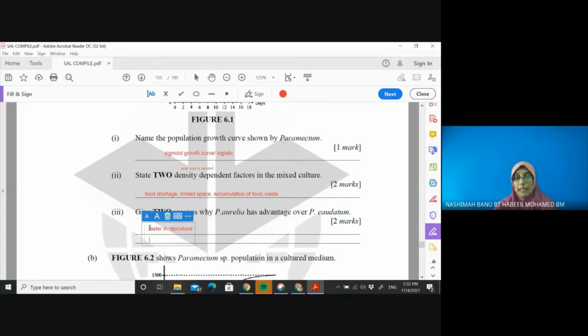So what else? When it reproduces faster, at the same time it may be more efficient in feeding, for example. Okay, what else? Maybe it has better adaptation to the environment. Or what else? We know it lives in a petri dish, right? So it will release waste in the same place. So maybe P. aurelia is more resistant to accumulation of toxic waste. So all the possibilities, we can describe all these limiting factors as an advantage for P. aurelia for better adaptation. So usually we just reverse it.